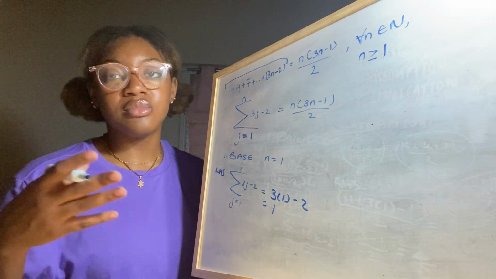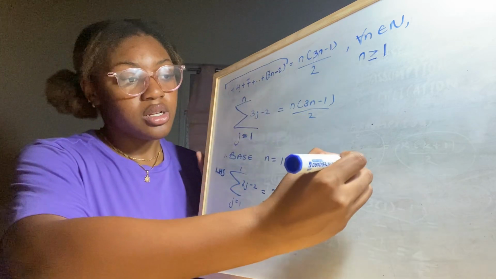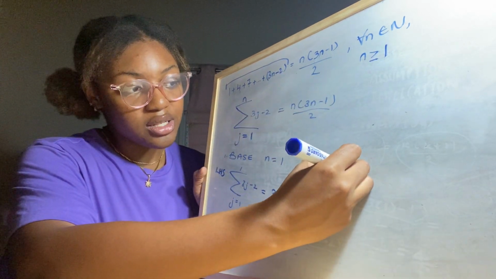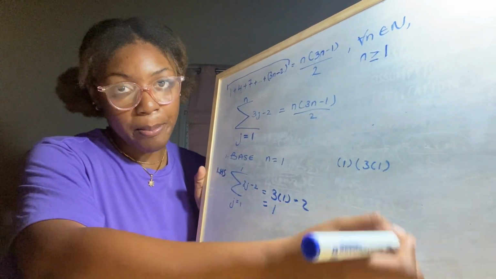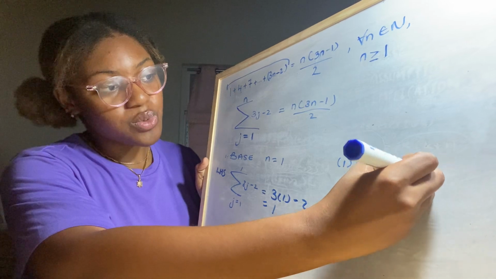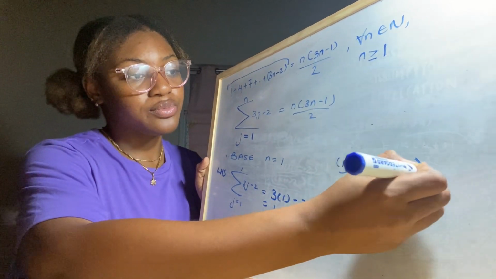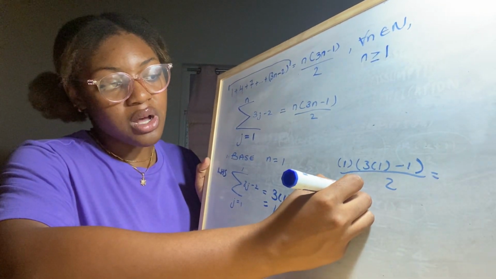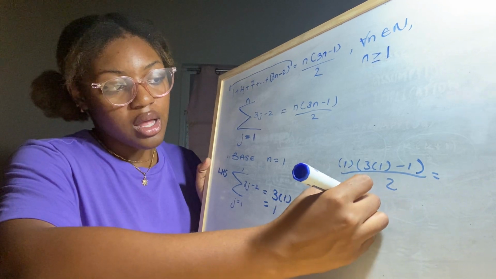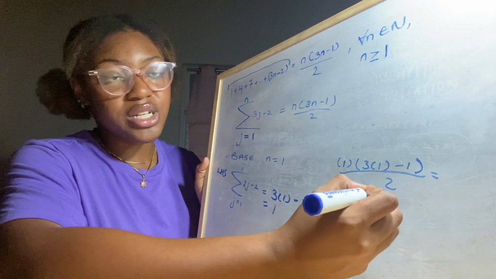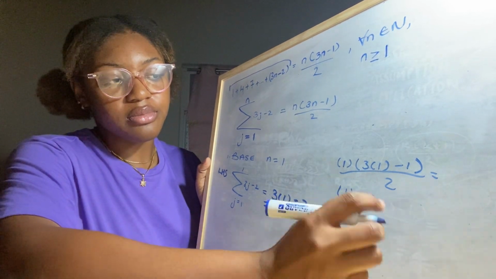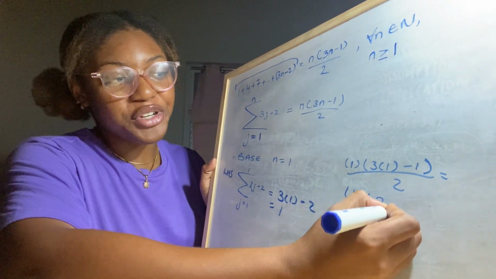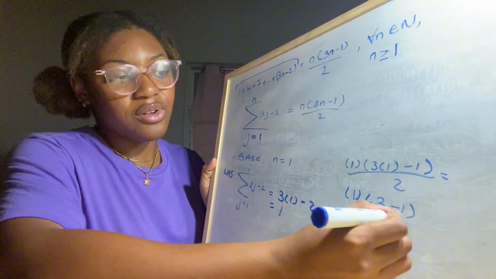And all we're going to do, wherever we see n, we're going to put 1. So n, we're going to put 1. Then we'll have 3n, so it's 3 times 1 minus 1, close bracket, all over 2. This would be equal to 1 times (3 times 1 is 3, minus 1) all over 2.